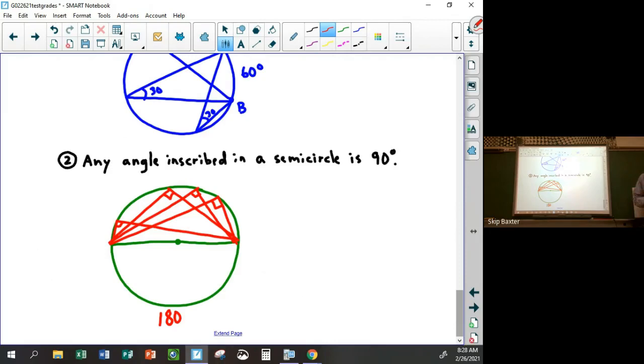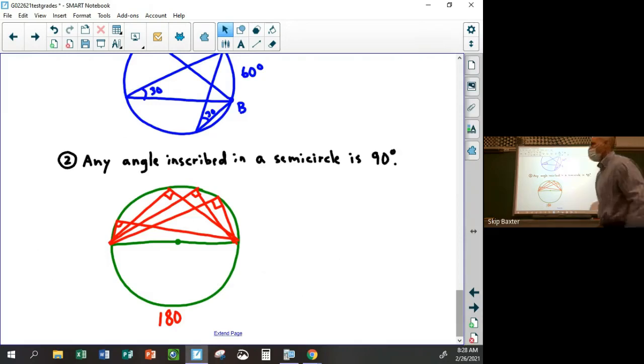Any questions on that? Okay, so that's it. The Delta Math assignment is called something, probably arc measure. That's what it's called. Arc measure. And it just deals with central angles and inscribed angles. Central angles are equal to their arcs. Inscribed angles are half their arcs. Now let's stop it.